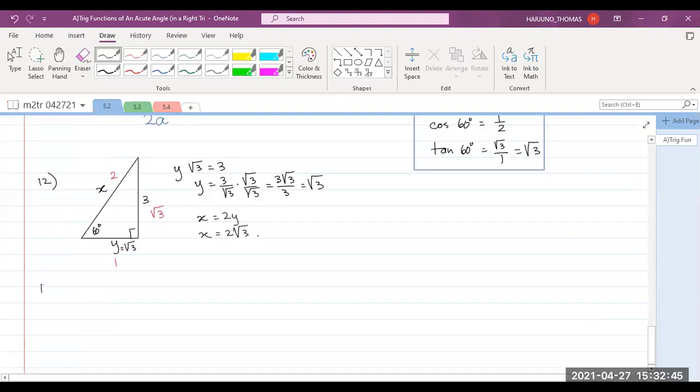Number 14. We have now a right triangle with the angle on the bottom left being 30 degrees. So the ratio is 1, radical 3, 2. That's the ratio. Now, in the question, they say that the hypotenuse is 10. What is this x here? And what is this y here?